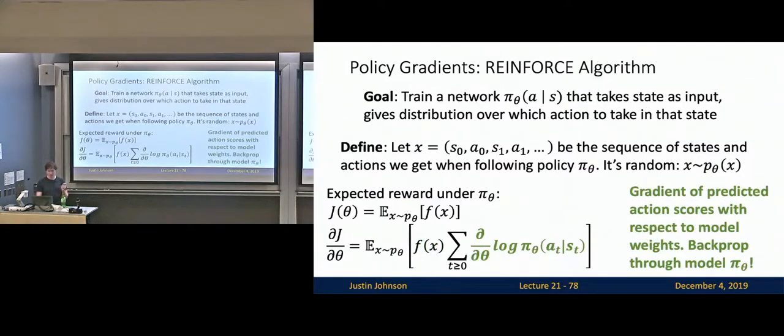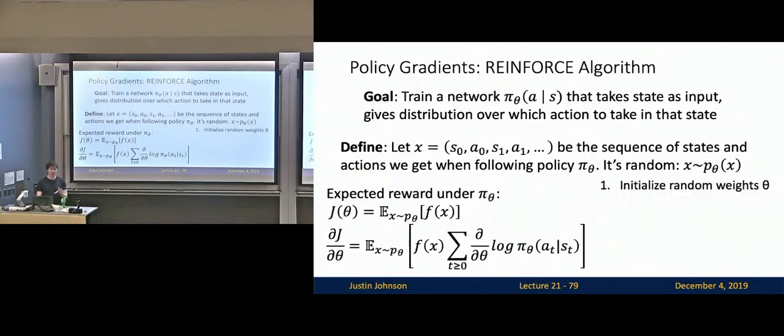And now, remember, we're learning a model, a neural network, which predicts the policy, the action probabilities of the states. So this pi is the neural network model that we're learning. So this we can also take the derivative of, right? This term is telling us the gradient of the predicted scores from our model with respect to the weights of the model. So that we can just compute using backpropagation through the model pi, which we're going to represent as a normal neural network. That actually gives us a very concrete algorithm for using this policy gradient approach to learning a policy for reinforcement learning.